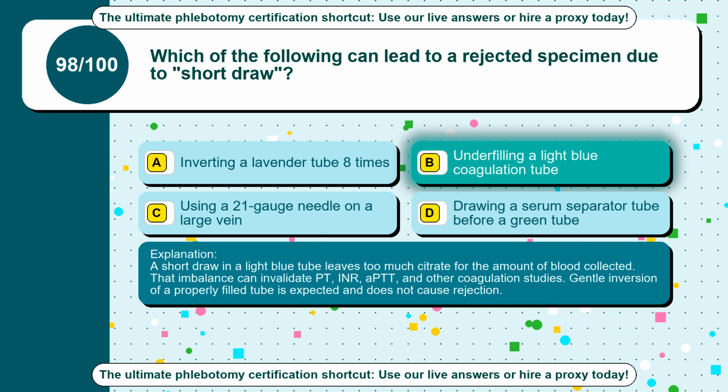A short draw in a light blue tube leaves too much citrate for the amount of blood collected. That imbalance can invalidate PT, INR, APTT, and other coagulation studies. Gentle inversion of a properly filled tube is expected and does not cause rejection.